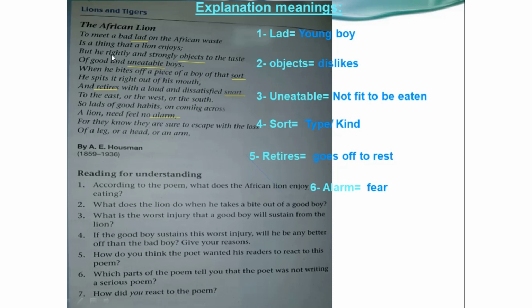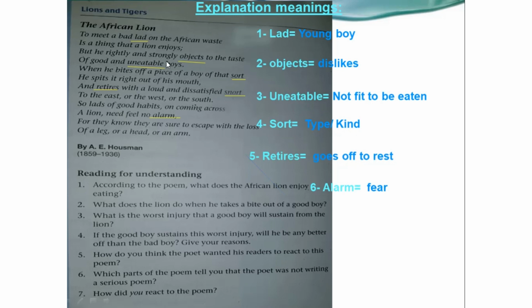The lion will rightly and strongly object to the taste. How will he object to the taste? How will he object to the taste of the good, uneatable boy? By taking one bite, he will not like the taste and he will throw it out of his mouth.